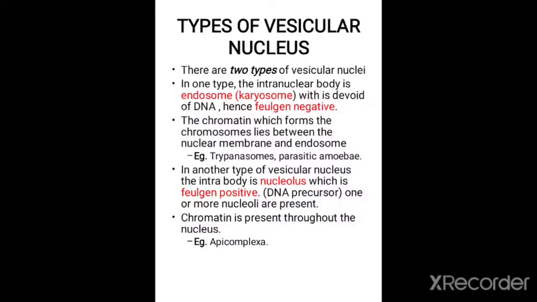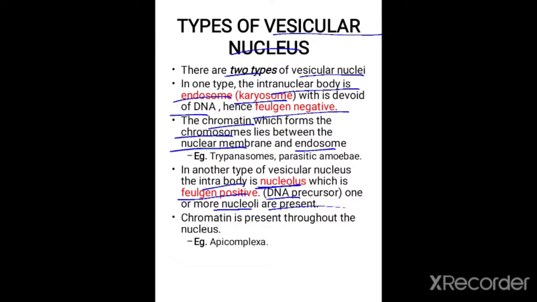Now let us come to the types of vesicular nucleus. There are again two types of vesicular nuclei. The first one has an intranuclear body called the endosome, also called the karyosome, which is devoid of DNA, hence it is called Feulgen negative, in which the chromatin which forms the chromosomes lies between the nuclear membrane and the endosome. In the other type of vesicular nucleus, the intranuclear body is a nucleolus, which is Feulgen positive and contains DNA, and one or more nucleoli are present, and the chromatin is present throughout the nucleus.